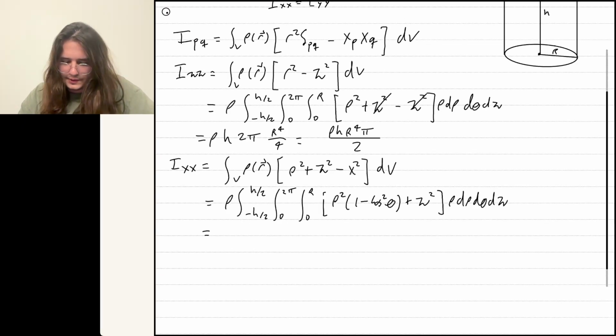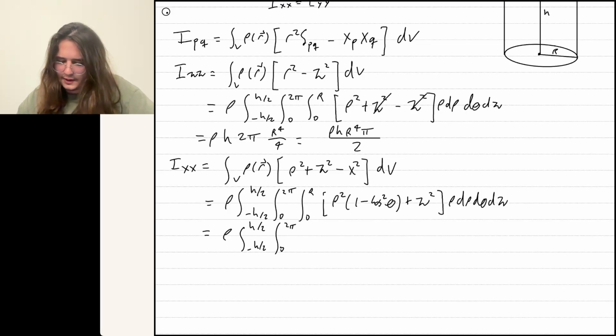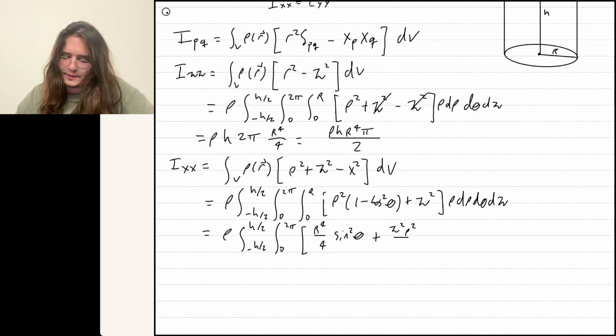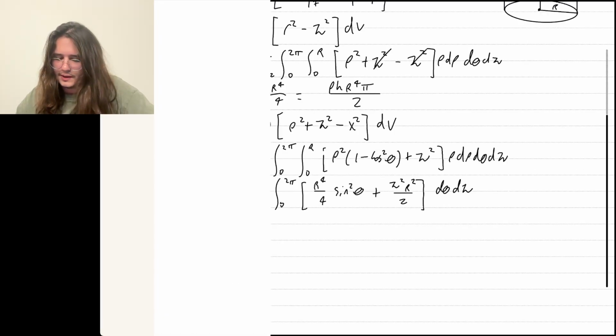So going through the integral now, we've got h over 2 to h over 2, 0 to 2 pi. It's rho cubed for the term involving the 1 minus cosine squared guy, so it's going to go like r to the 4th over 4 for that bit, and 1 minus cosine squared theta is sine squared theta. You guys probably know that. And then the z squared term had a rho attached to it, so it's going to go like z squared rho squared over 2. But go ahead and evaluate it at r, so it's z squared r squared over 2. This has to be integrated from 0 to 2 pi for theta.